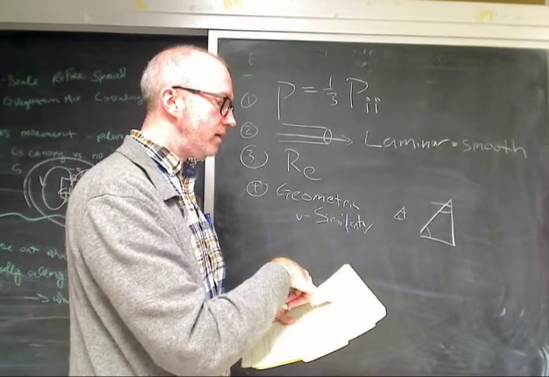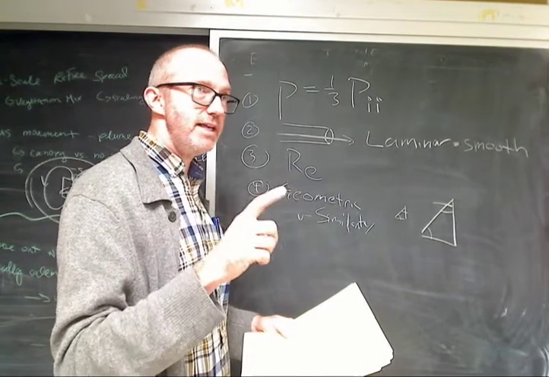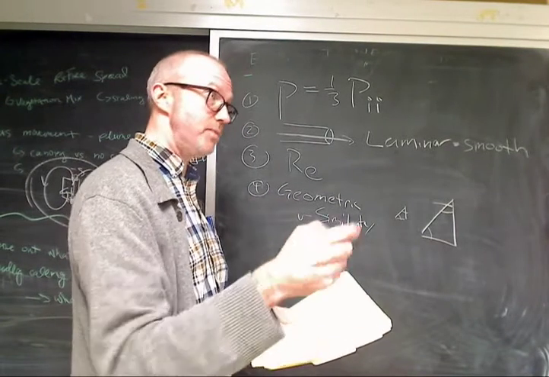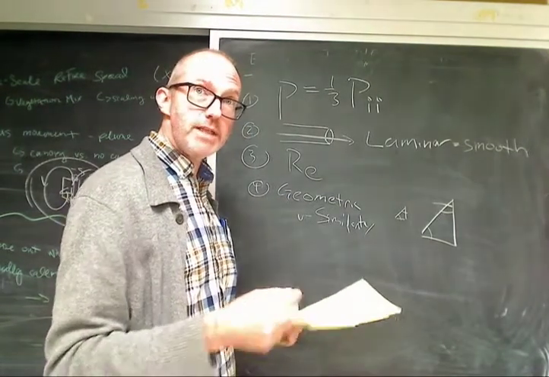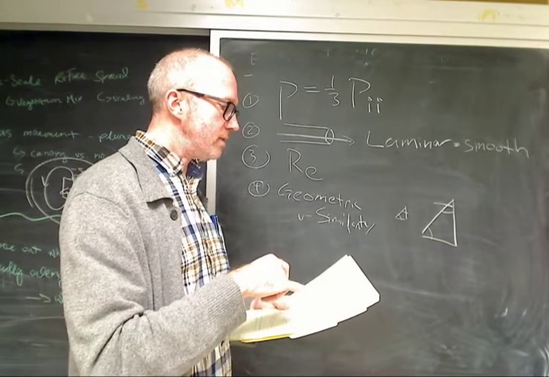Is there a way to model the decay of turbulence in the boundary layer? I'm not sure who asked that. I don't remember. I didn't write it down. But yes, there is, but it's outside of the scope of this class. It's a super interesting topic. The decay of turbulence is interesting, but it becomes complicated.